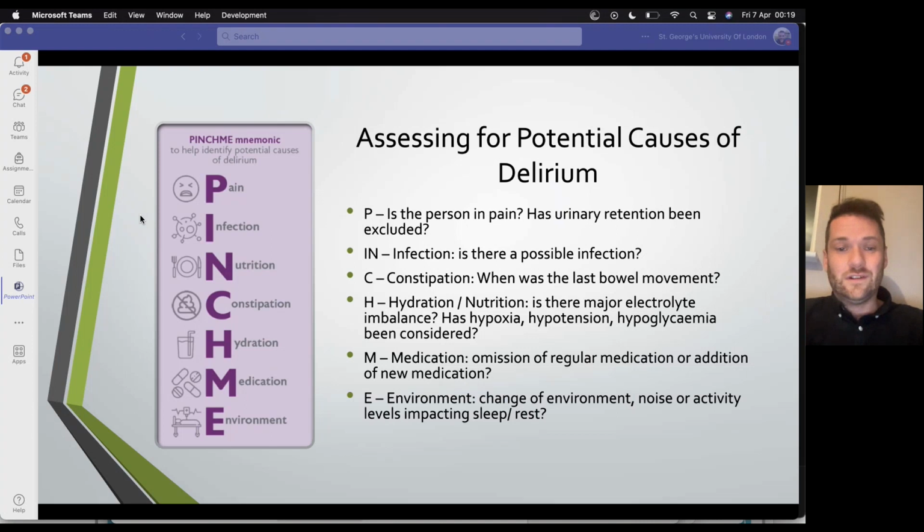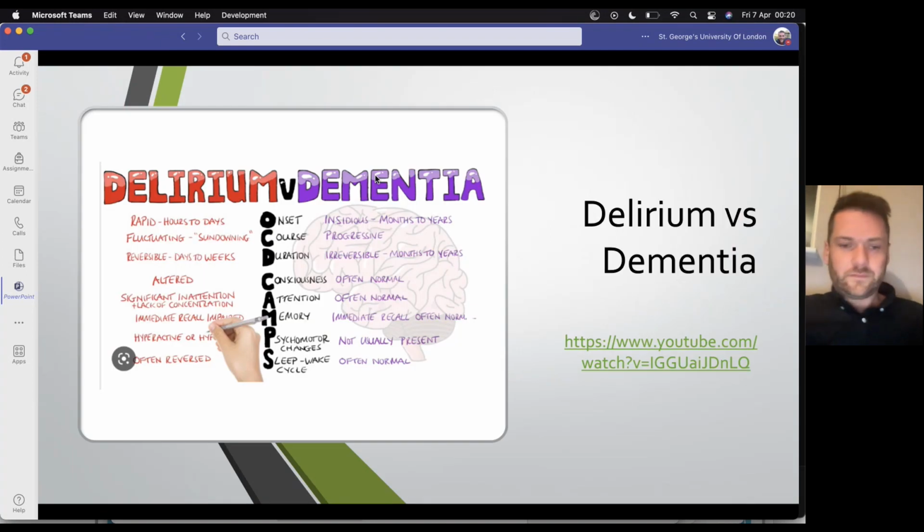It forms the nice little mnemonic PINCH ME. Pain, infection, nutrition, constipation, hydration, medication, environment. The ones I would really remember from there are infection, constipation, and environment. Those are big, big ones to remember. But what we really need to be able to do, and I'll give you another mnemonic here, is OCD CAMPS. This is the things you need to think about in how you differentiate them.